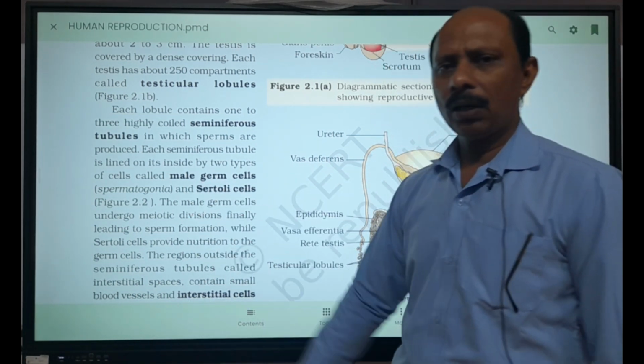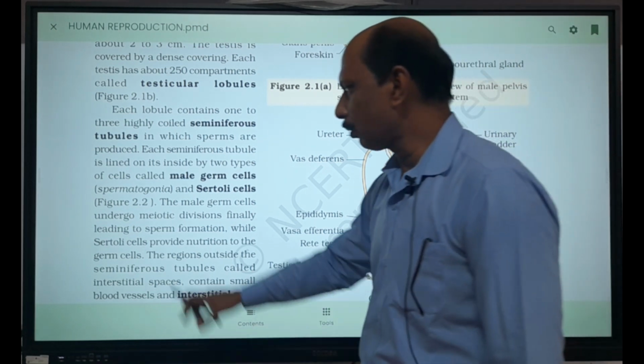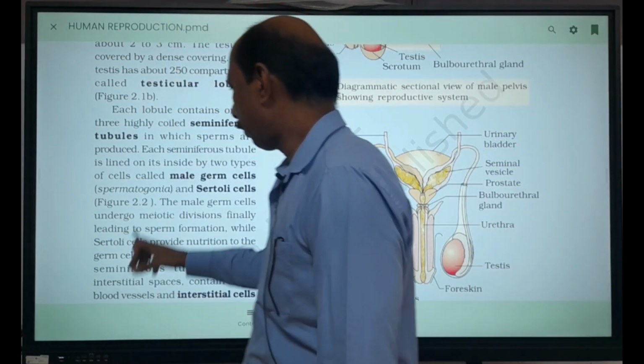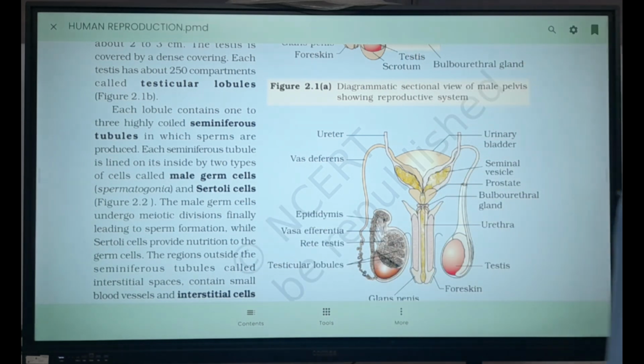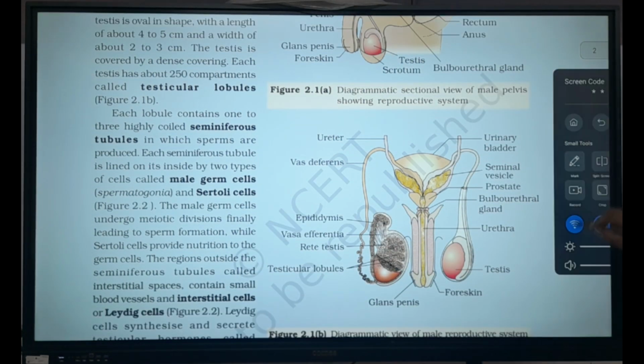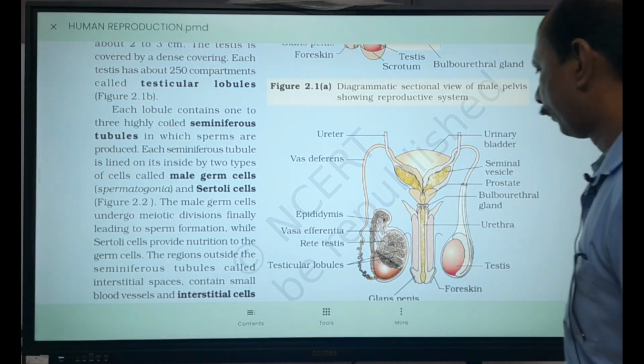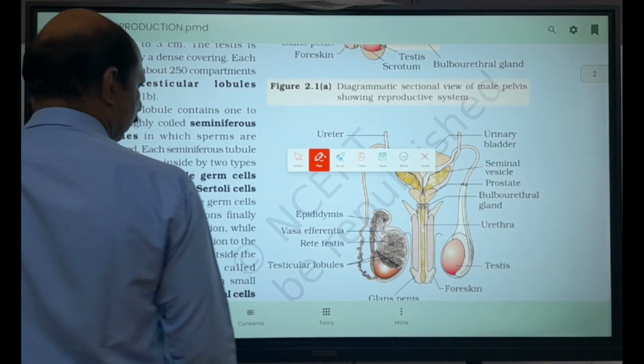Male germ cells are called spermatogonia. Mato means what? Mother, right? The spermatogonia and Sertoli cells. Sertoli cells are also called nurse cells or sustentacular cells.